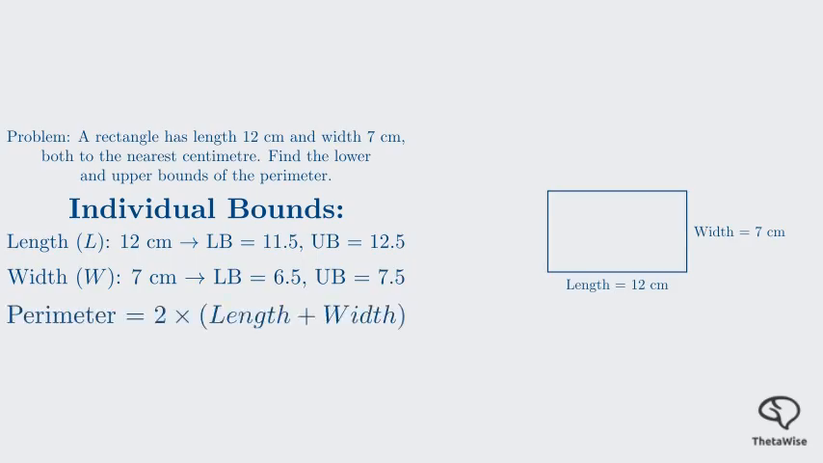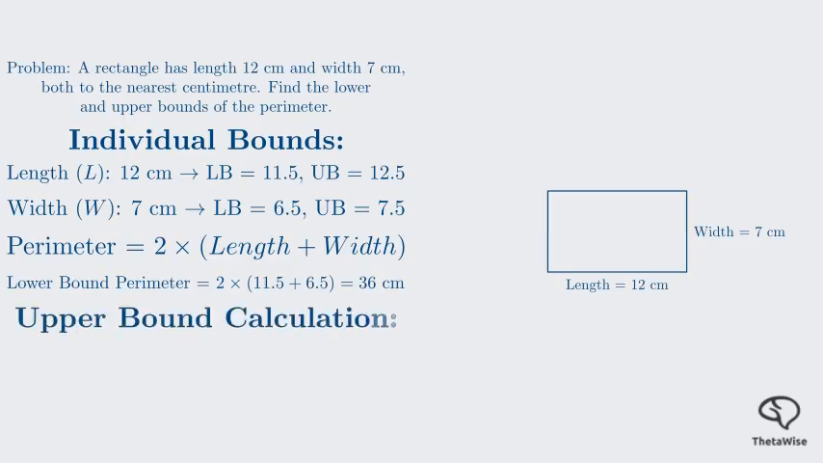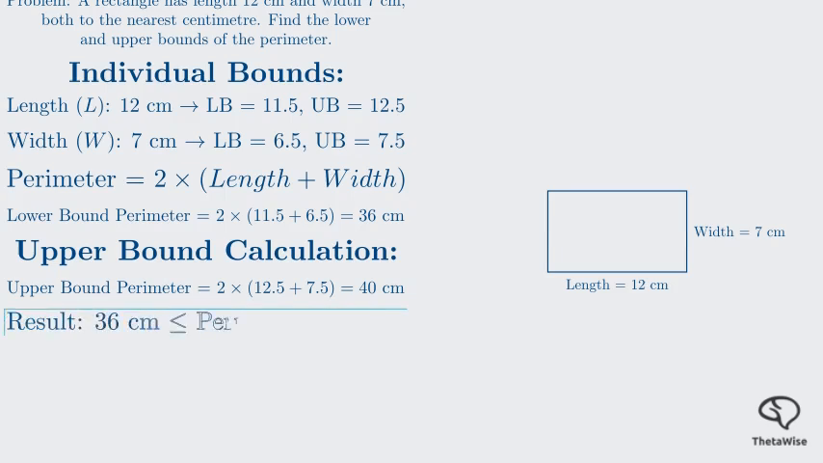To find the lower bound of the perimeter, we use the smallest possible values for both length and width. The lower bound of the perimeter is 2 times 11.5 plus 6.5, which gives us 2 times 18 or 36 centimeters. Similarly, for the upper bound of the perimeter, we use the largest possible values. This gives us 2 times 12.5 plus 7.5, which is 2 times 20, resulting in 40 centimeters. So, while the calculated perimeter is 38 centimeters, the actual perimeter could be anywhere between 36 and 40 centimeters.